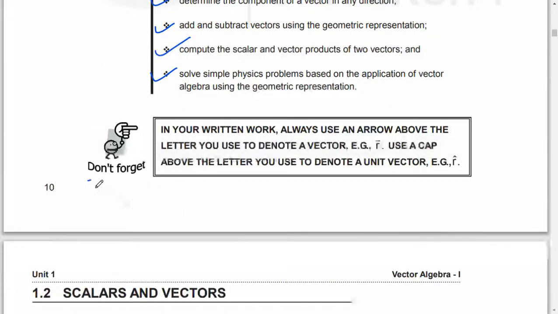Don't forget, in your written work, always use an arrow above the letter you use to denote a vector. Example, R arrow. Use a cap above the letter you use to denote a unit vector. Example, R cap.